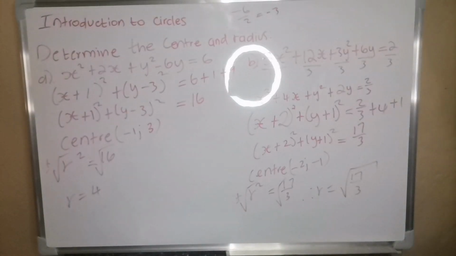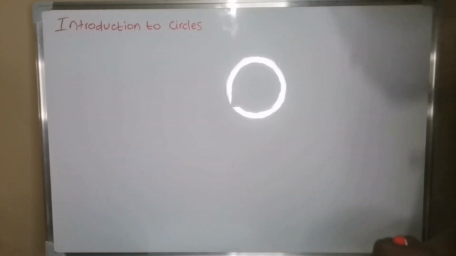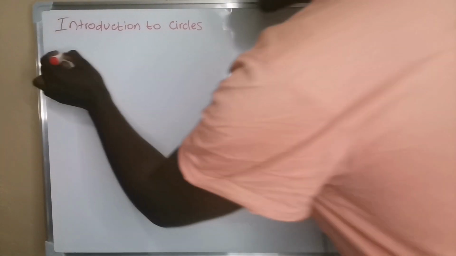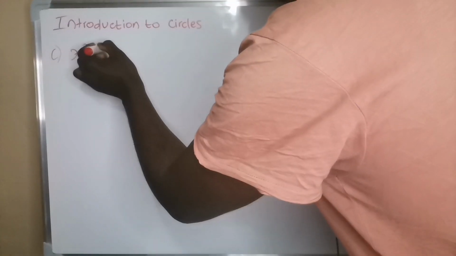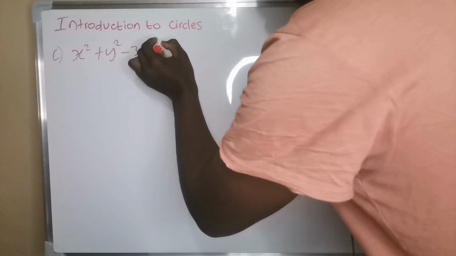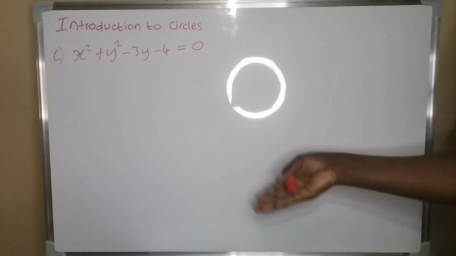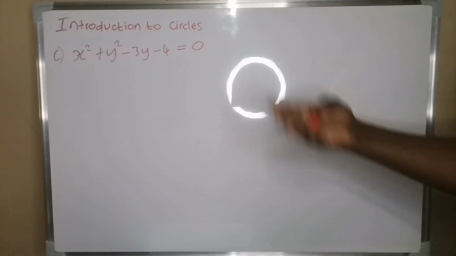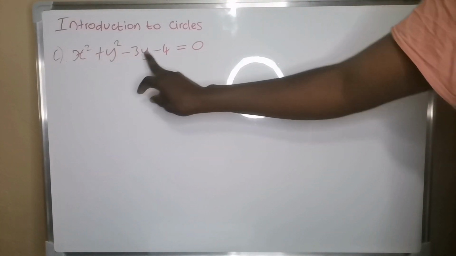Let's do number C. So, guys, number C. So simple, right? Number C, we have x squared plus y squared minus 3y minus 4 equals 0. Now remember, we need to find the center and the radius, but we have x squared plus y squared minus 3y minus 4.